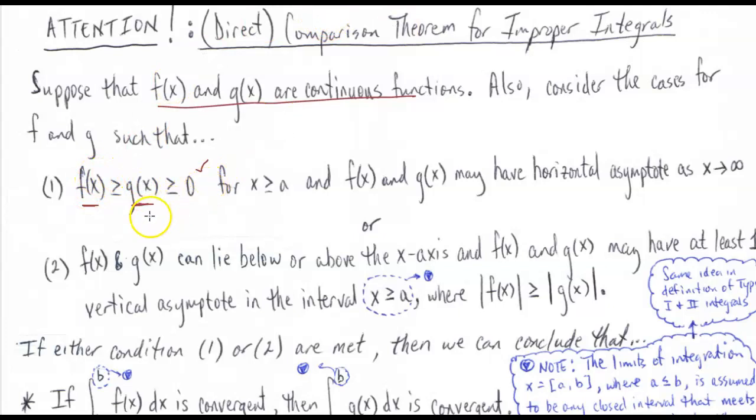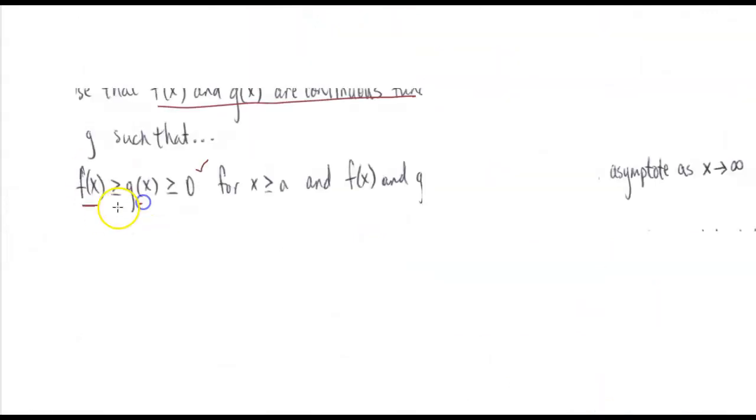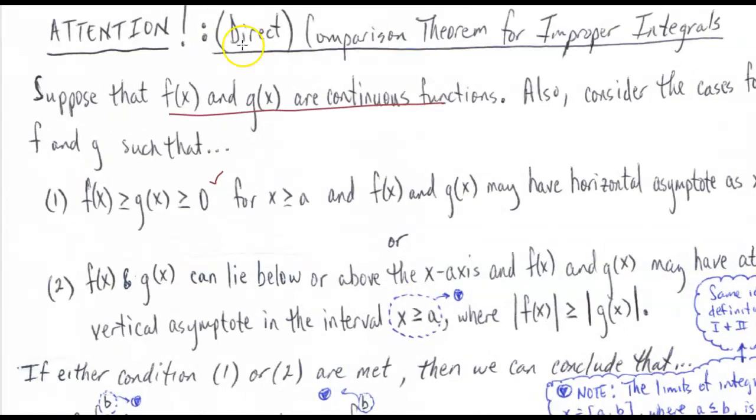What we're going to do in this instance is name this f of x the big function, and we're going to call g of x the little function, just to keep from having to say f of x and g of x all the time. So we have these two functions, the big function and the little function.